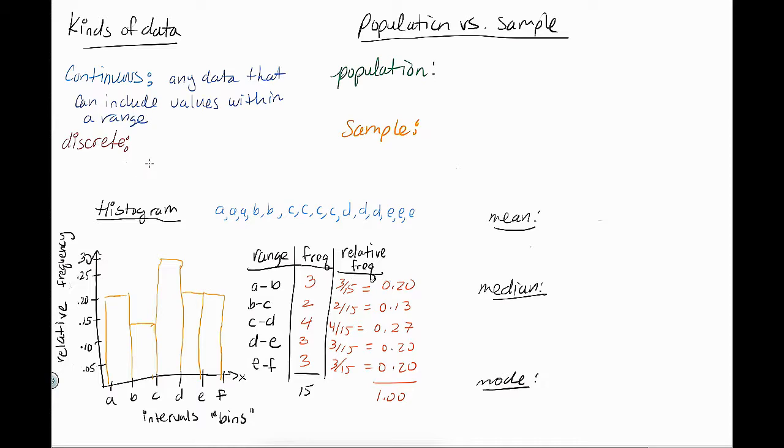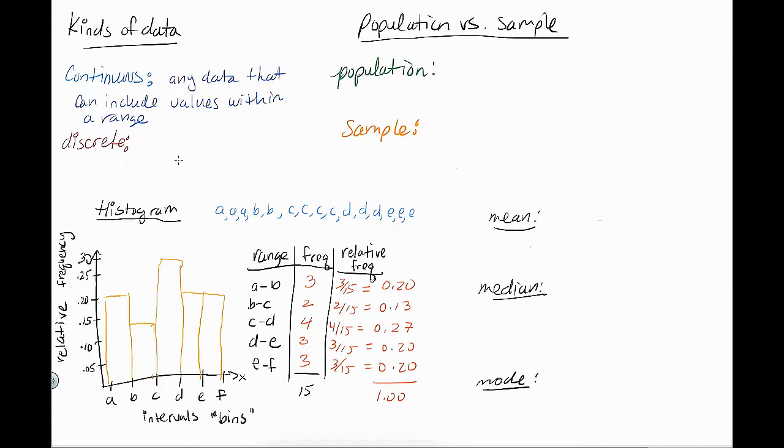An example of continuous data could be the heights of all of the kids in the state of California. Or if we took the time it took for all of you to finish a test, that would be considered continuous data because we'd have a lot of decimal values and numbers that are not whole numbers.